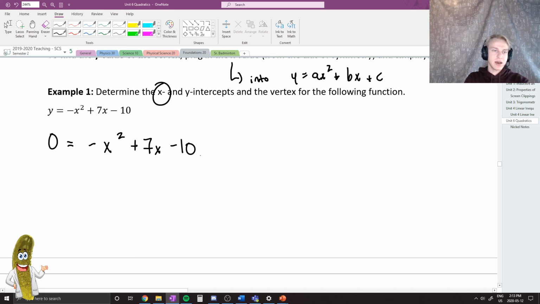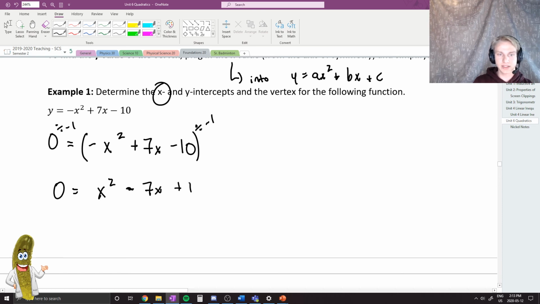Now, me personally, I don't like dealing with a negative x squared. To me, that just complicates the factoring. And so what I'm going to do is divide this entire side by -1, and I'm also going to divide the other side by -1. Now, 0 divided by -1, well, that's just 0, so I haven't really changed anything. But what I have changed is that I will end up with x squared minus 7x plus 10. All I've done here is change each of these signs to the other sign. So now I have a positive x squared minus 7x plus 10.